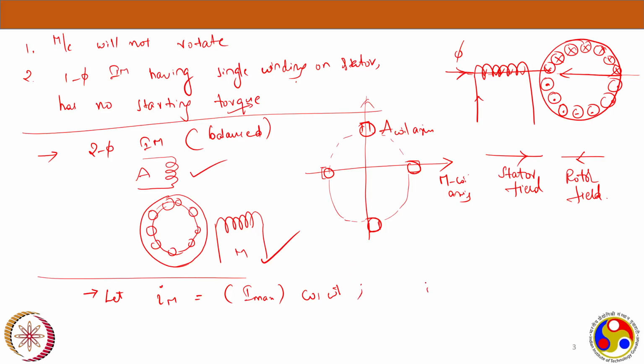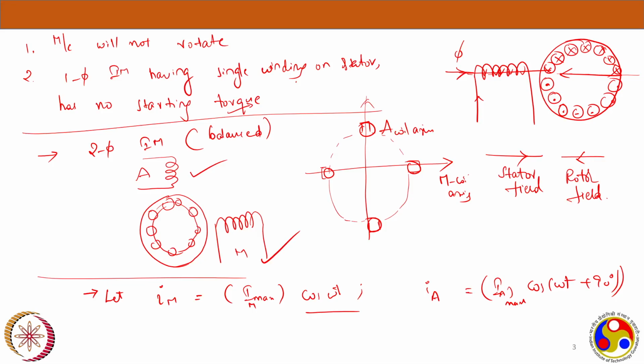Now Ia is the auxiliary current. This is Im max and this is Ia max. If you take Im as cos omega t, that is 0 degree, and the auxiliary is 90 degrees apart, so it will be omega t plus 90. If it were a balanced three phase, it would be 120, right?